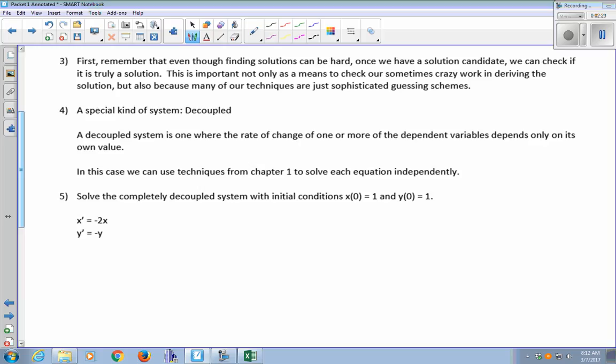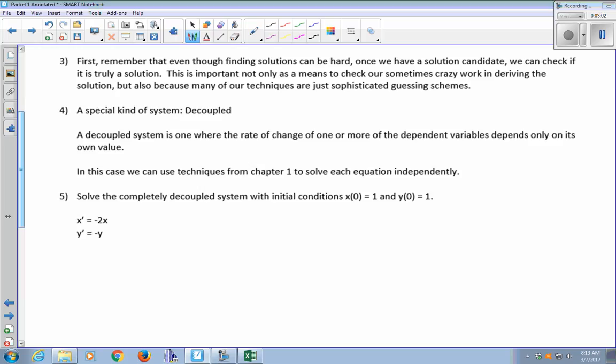So first, remember that sometimes finding solutions is really hard, a really long, ugly process. But once you have a solution candidate, once you think you solved it, you can always check. You can take that solution and check: is it really a solution? By taking its derivative, plugging into the left, plugging into the right, do they equal each other? Just like when you were solving for x back when you first started taking algebra. It's important because you can check your work, but also many of our techniques are just sophisticated guessing schemes that involve making a smart guess and then plugging it back in.